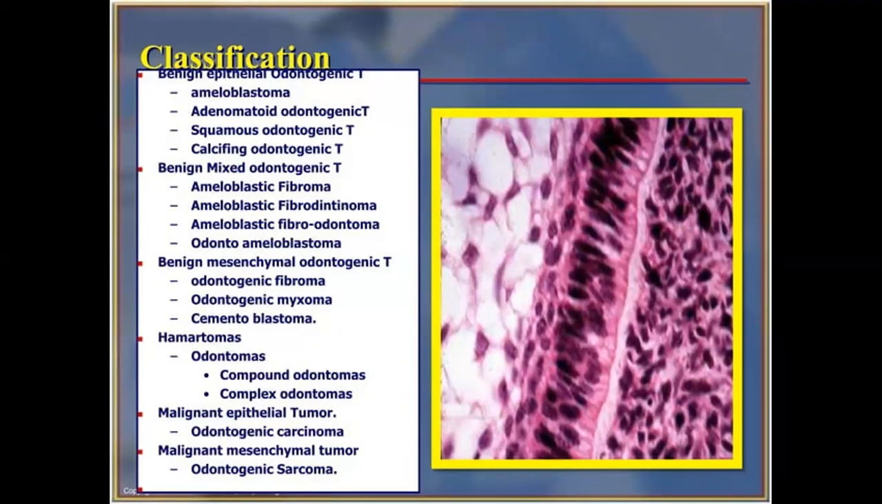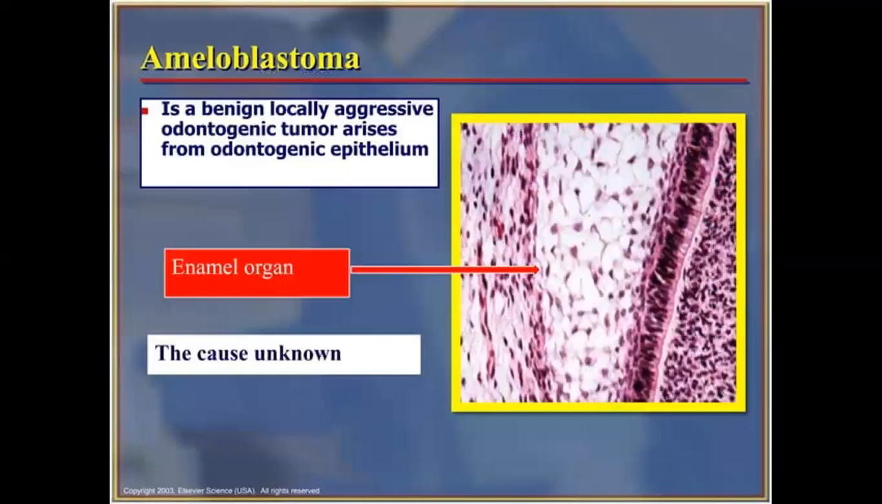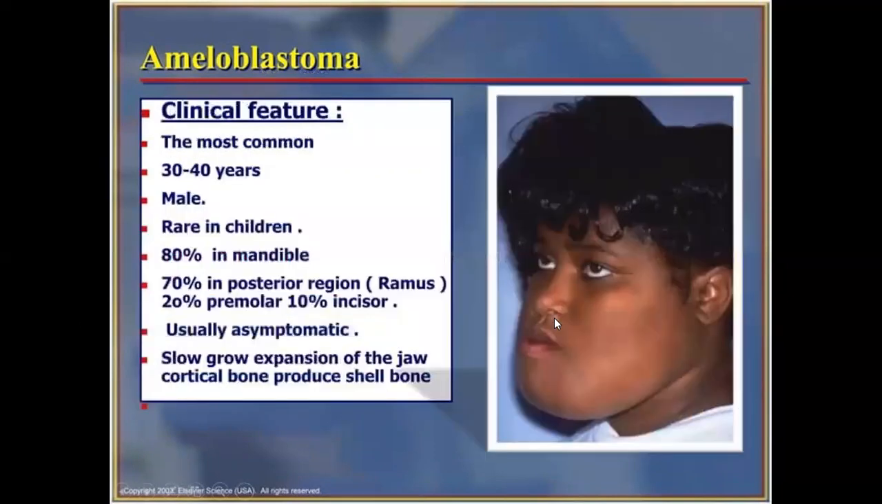Malignant epithelial tumor and malignant mesenchymal tumor. And we are going to talk about sarcoma and carcinomas. Ameloblastoma is a benign, locally aggressive odontogenic tumor, arising from odontogenic epithelium. The cause is unknown.